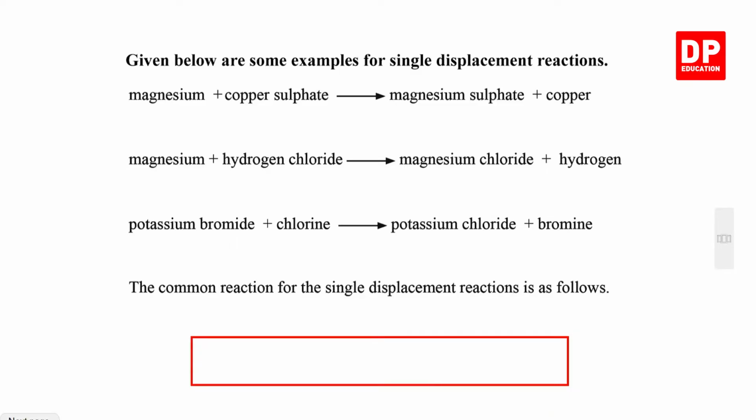So before that, students, I showed you all the reaction between zinc and copper sulfate. That is also a single displacement reaction. So we have observed 3 types of single displacement reactions. Given below are some examples for single displacement reactions.